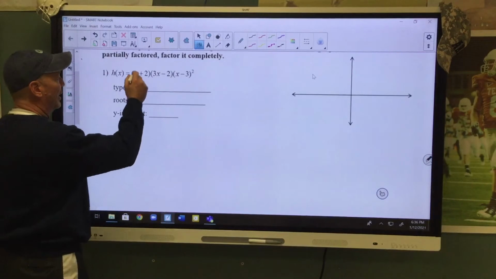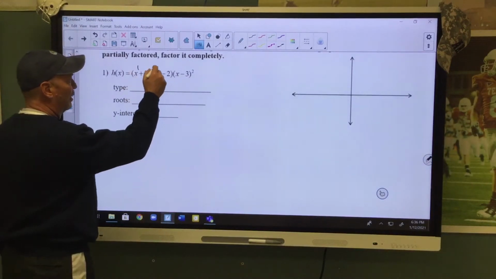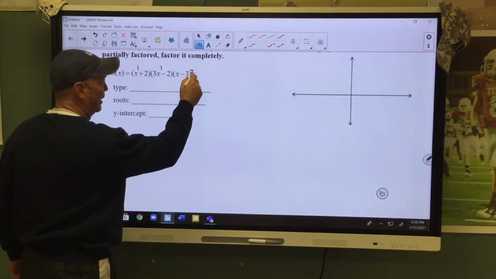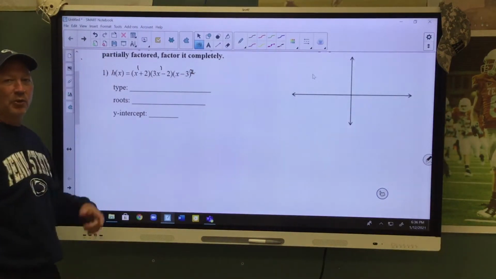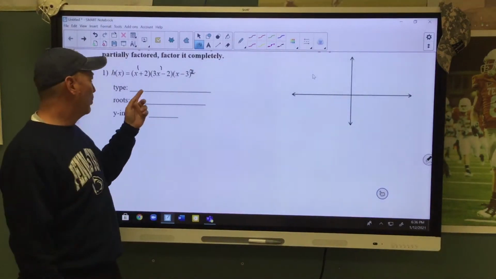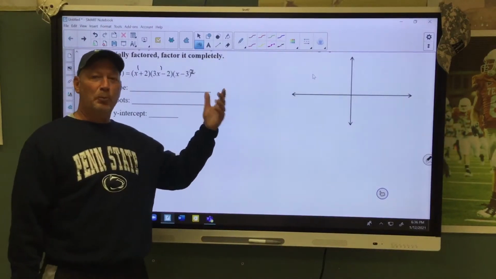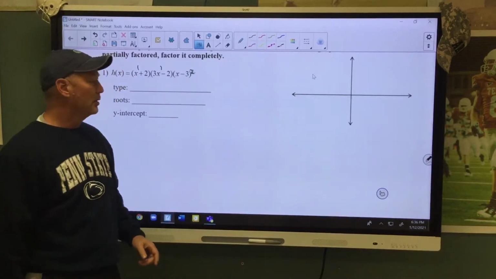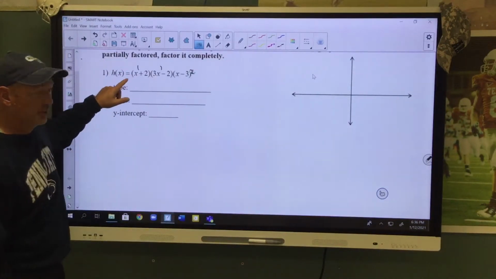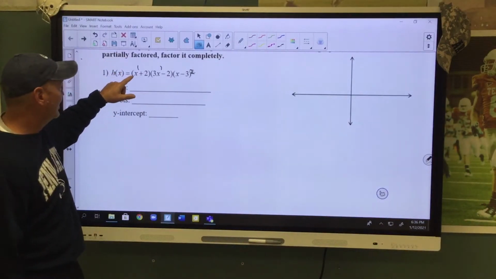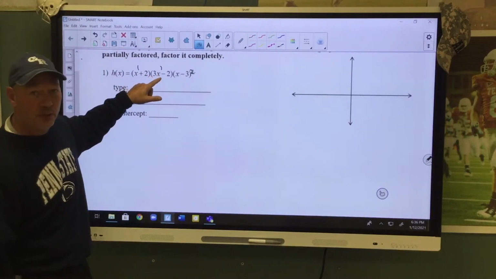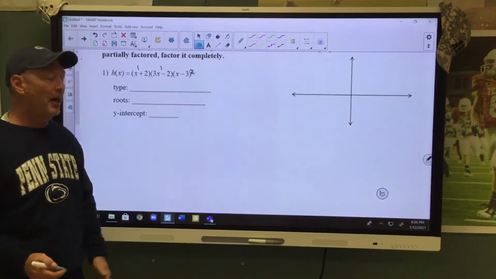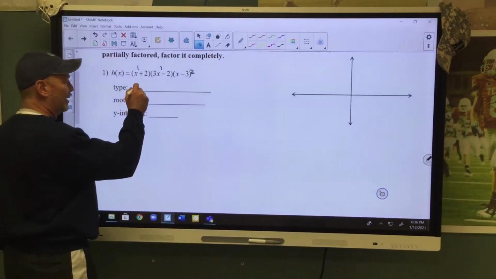We're going to come in here and we have a little bitty exponent here, a little exponent here, and we have an exponent, but it's to the second power right there. So when you add those up, 1 plus 1 is 2, 2 plus 2 is 4. There you're going to get an even. But look at your x's. This is a positive x times a positive 3x times a positive x. It's going to be a positive even for the type.